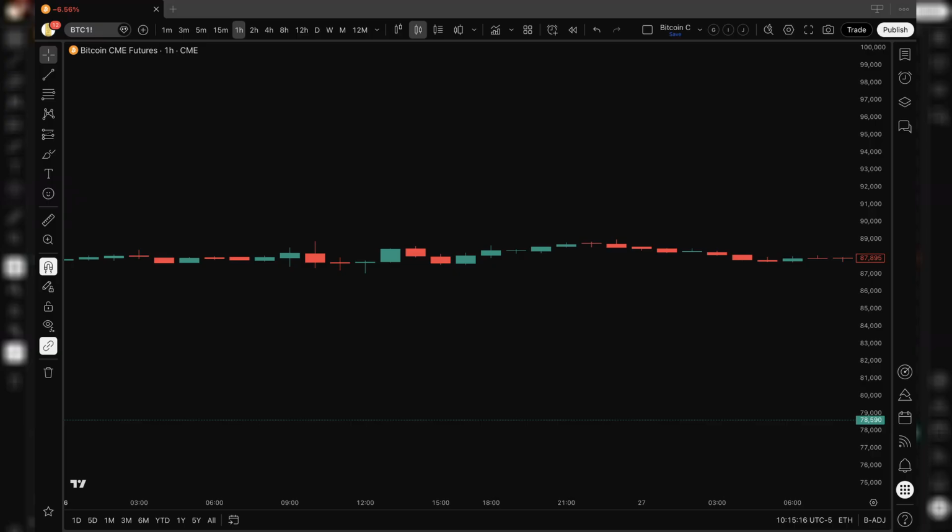Those shifts are not visible on a single candle. Two identical candles can represent very different conditions. One may form in isolation. Another may form as multiple participants overlap. Without grouping time, those differences disappear. That grouping is what a session represents.